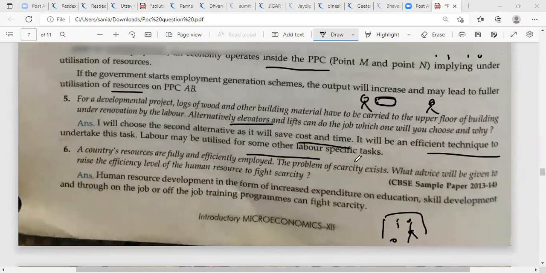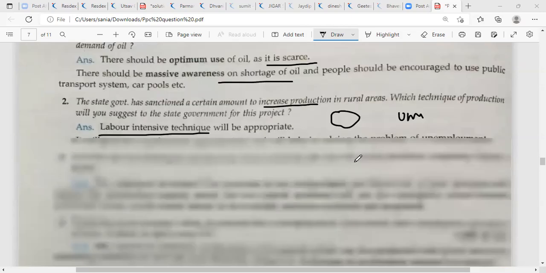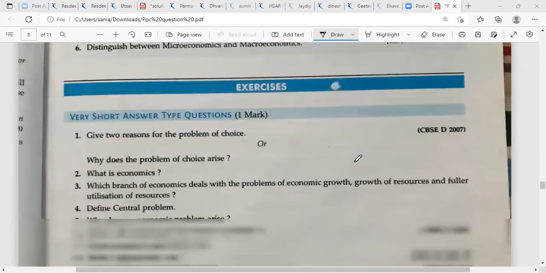So I'll just give you 5 minutes. You'll quickly revise the value based questions and then we'll just quickly discuss these questions.